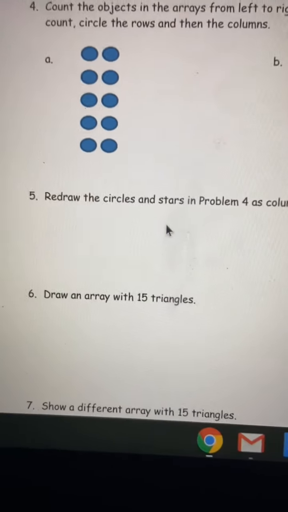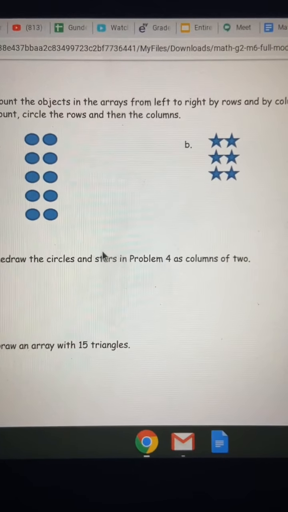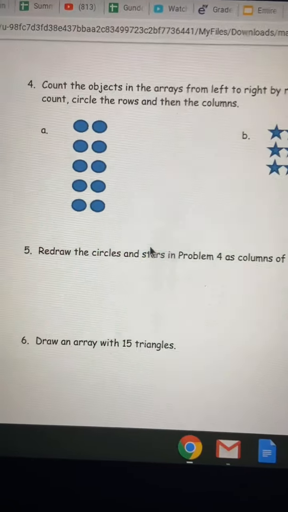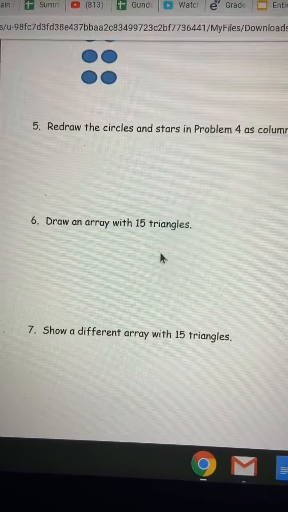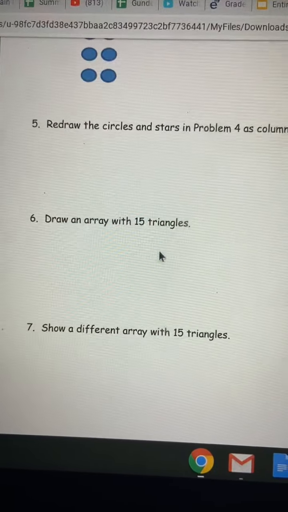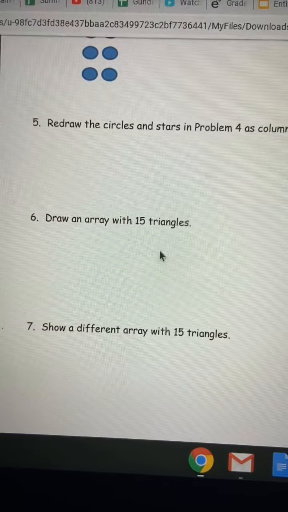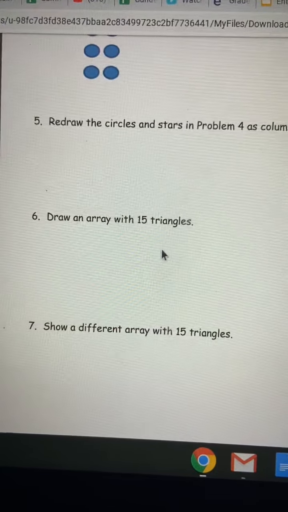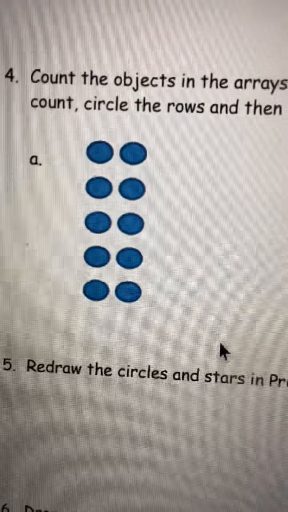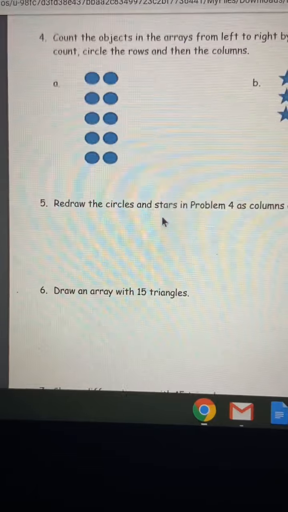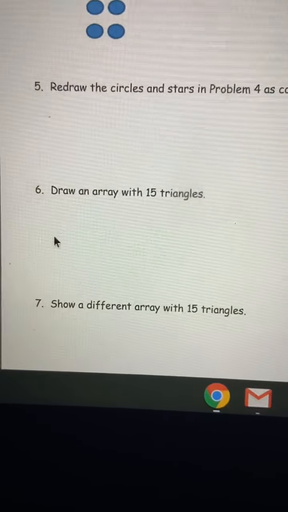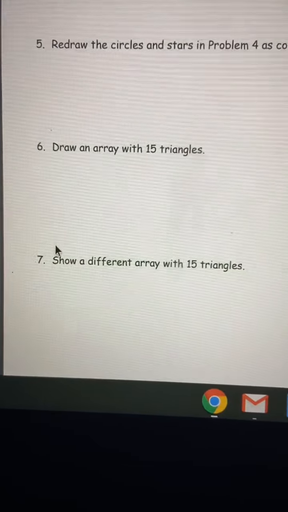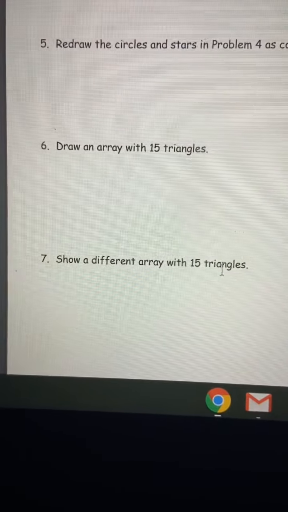At the bottom it says redraw the circles and stars in problem 4 as columns of 2. And then the last part, number 6 here, draw an array with 15 triangles. So you need to draw 15 triangles and circle them into equal groups and then draw out the array. So it will look something like this, where you draw out the shapes. It doesn't tell you what shape you can do. Oh yeah, triangles. So draw 15 triangles into an array and then show a different array with 15 triangles.